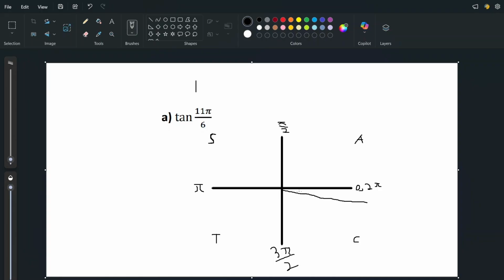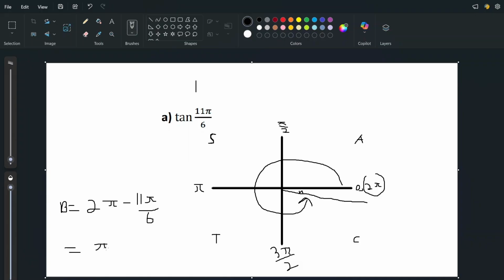Now we're trying to find the B angle. B is the thing closest to it, so we're going this way. It can't be 0, because that would be 2 pi. So we're going to go up, get 2 pi minus 11 pi over 6, which is pi over 6. So 2 pi minus 11 pi over 6 gives us pi over 6.